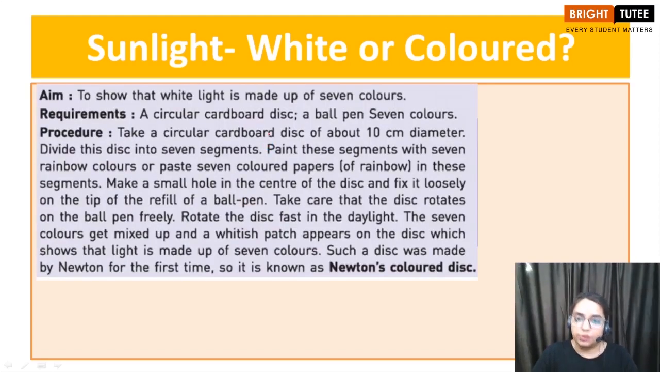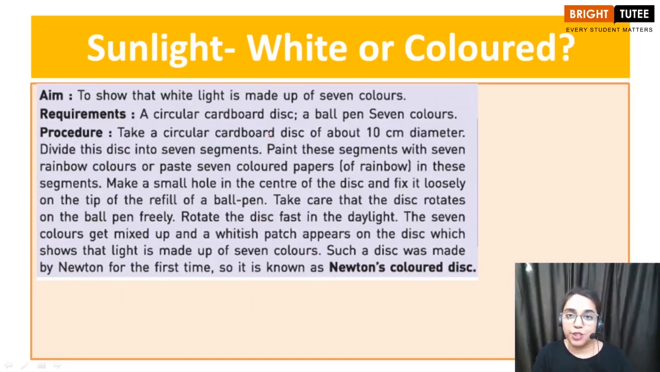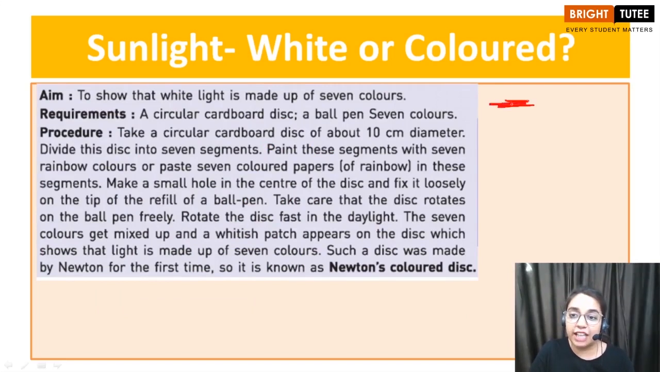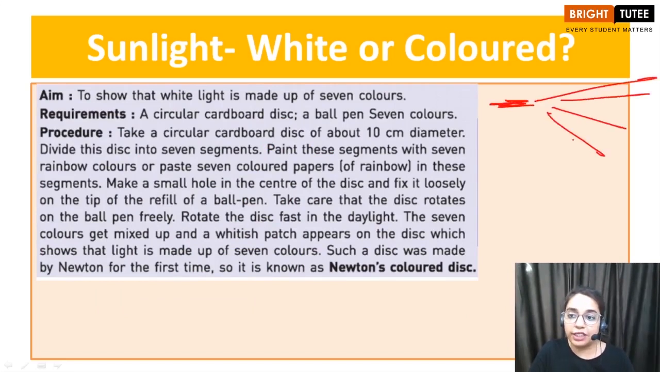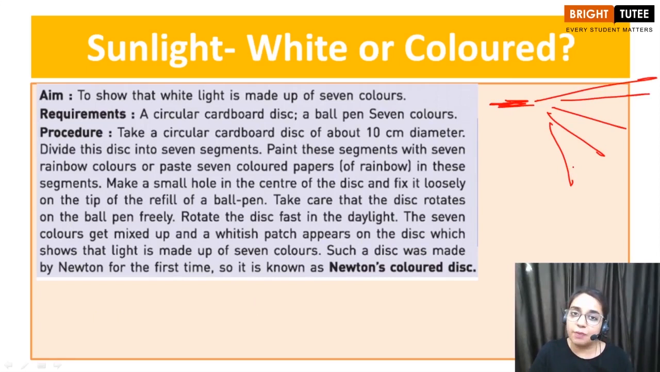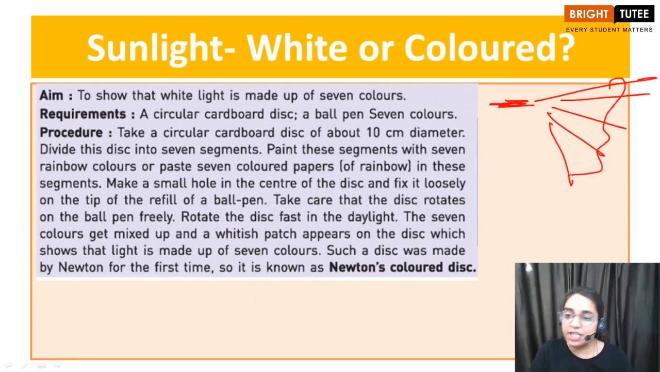Now children, we have discussed the dispersion of white light. That is, we have discussed the splitting of white light into its 7 component colors. But children, is there some way we can combine all these 7 colors and form the white light? We are just about to figure it out with the help of another interesting activity, and the aim of this experiment is to show that white light is made up of 7 colors.